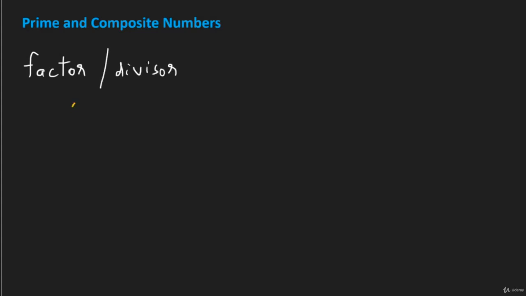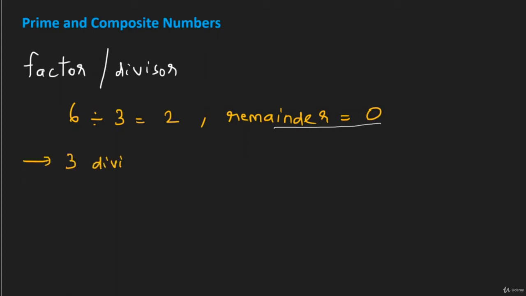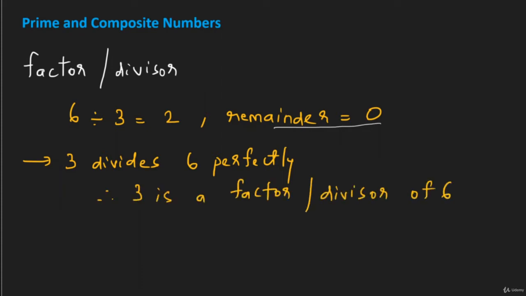If I divide 6 with 3, I'll get the answer as 2, right? And the remainder obtained is 0. You can see that the remainder is 0, right? Now, because the remainder is 0, I can say that 3 divides 6 perfectly. Now, 3 is a factor or a divisor of 6.